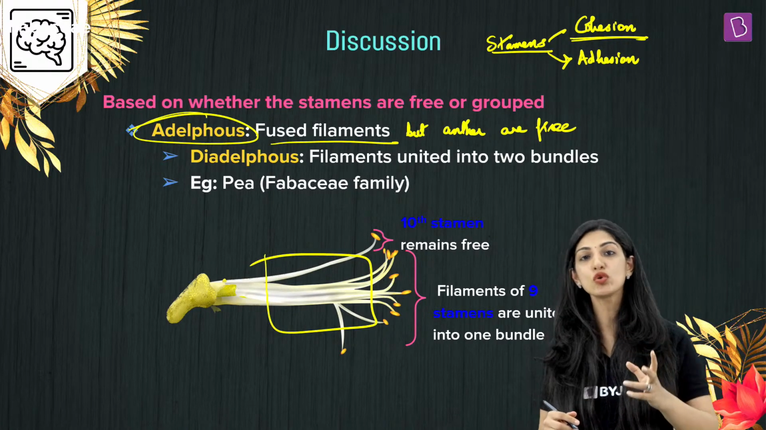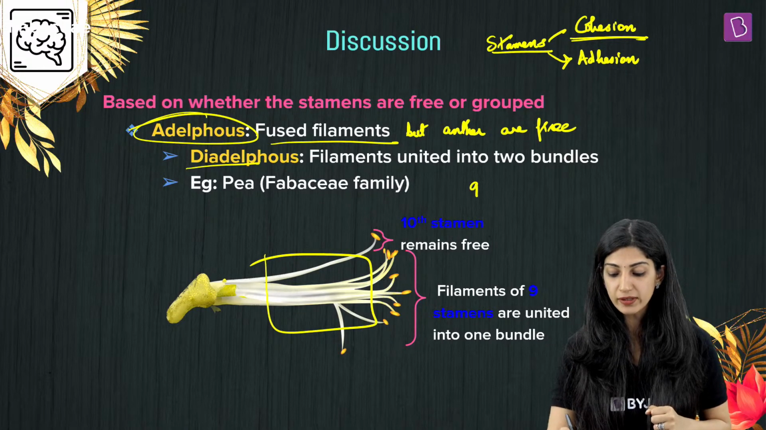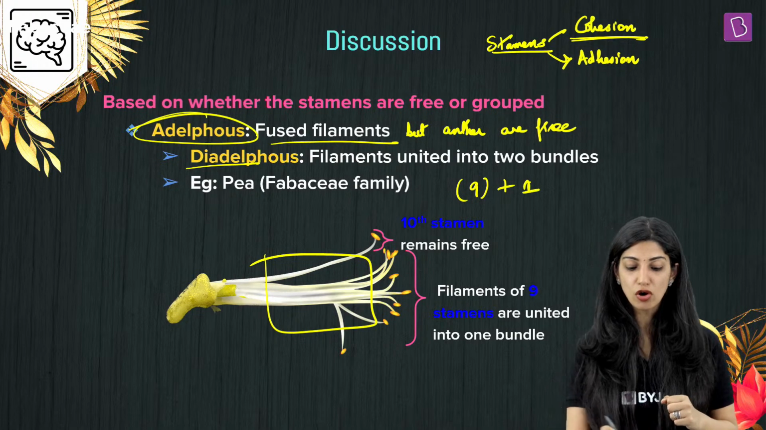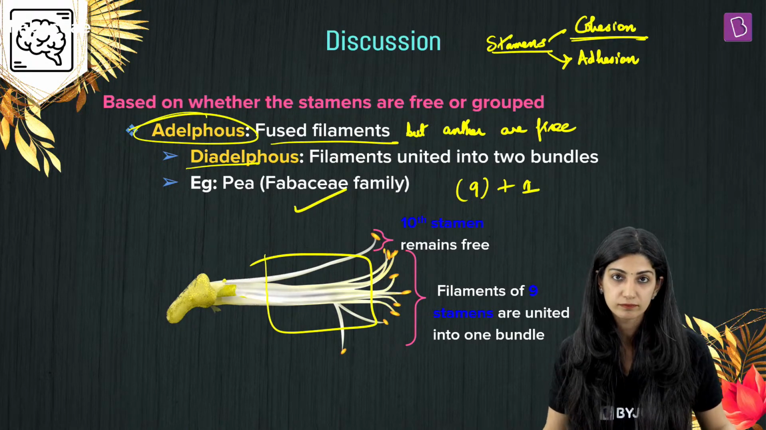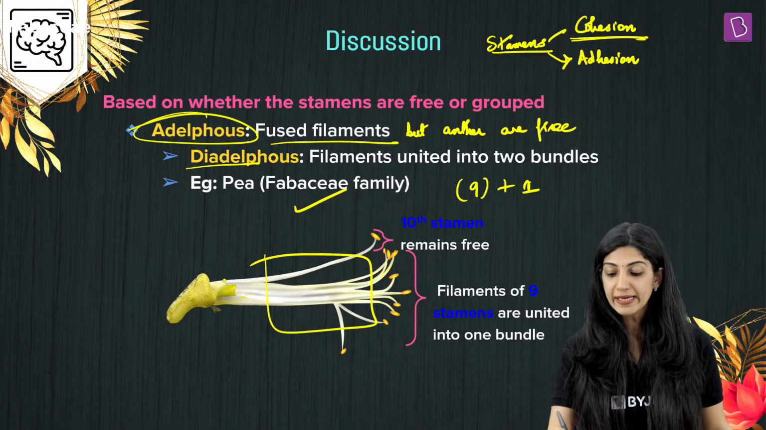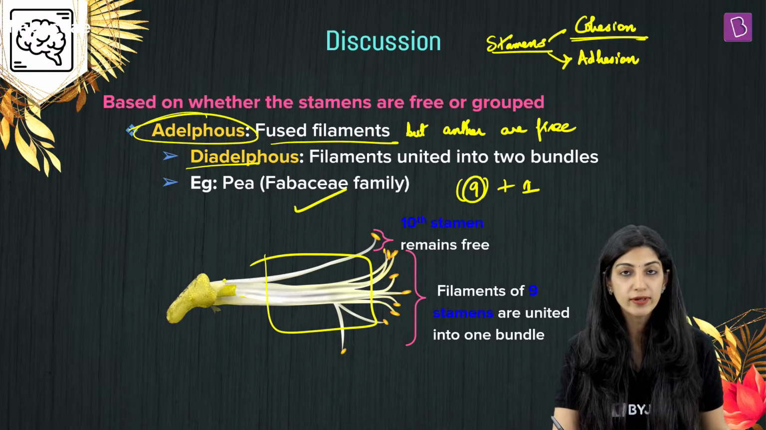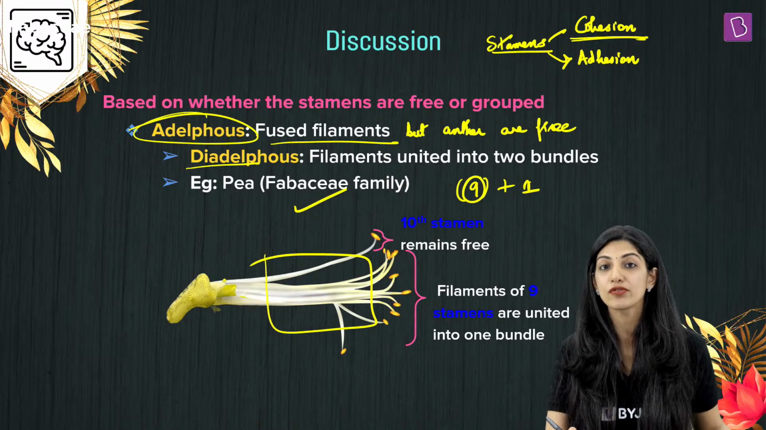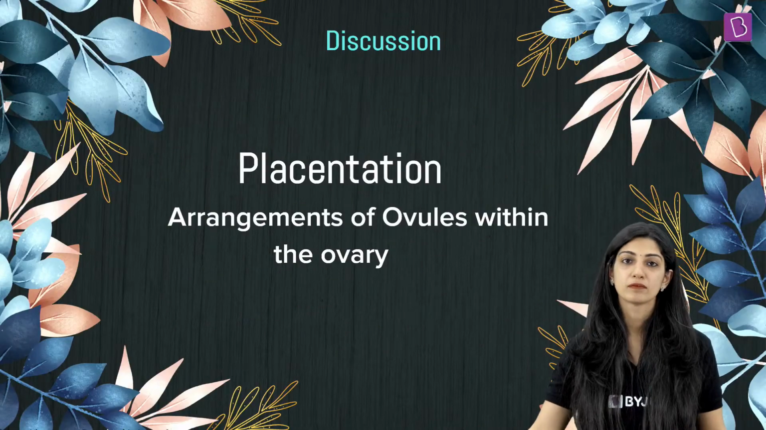If they form two groups, then it is called diadelphi. So 9+1 condition is a feature of Fabaceae family. Another very, very important commonly asked question. 9+1 condition. Do you see what I did here? The 9 are joined together, are fused together at the level of filaments. At the level of filaments, anther is free.